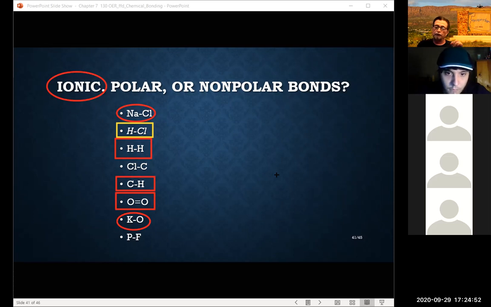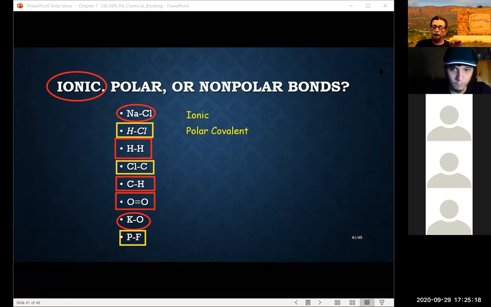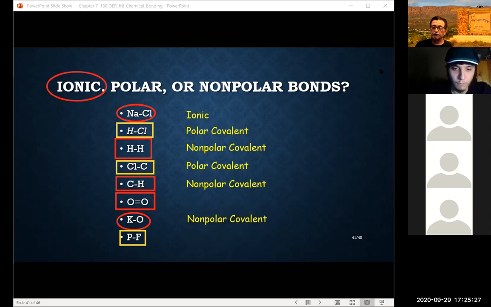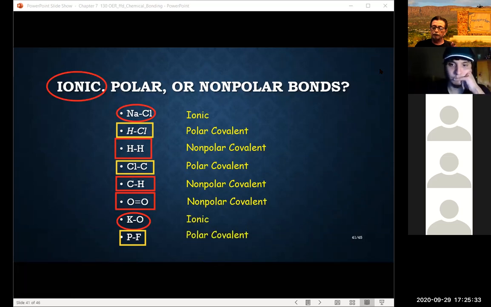Therefore, you have a polar bond. You have chloride and carbon, two dissimilar nonmetals. Again, you have a polar bond. And then finally, you have the phosphorus and the fluoride. Again, two dissimilar elements, and therefore you have a polar bond. Okay, so ionic, polar covalent, non-polar covalent, polar covalent, non-polar covalent, non-polar covalent, ionic, and polar covalent.